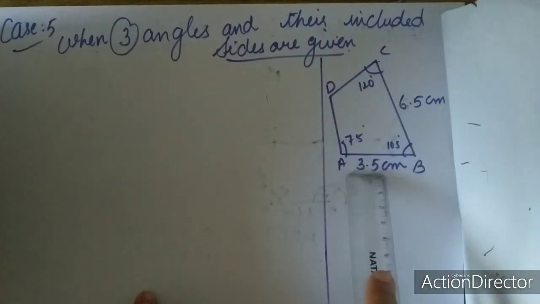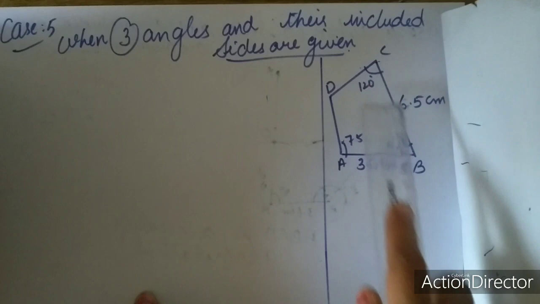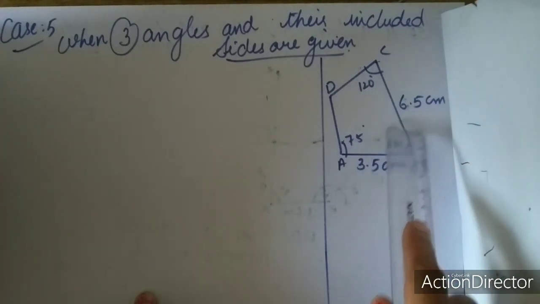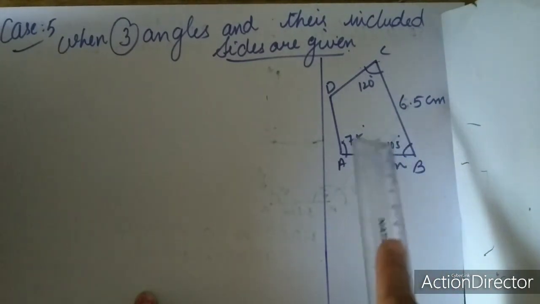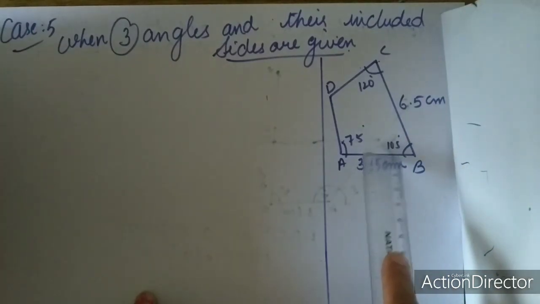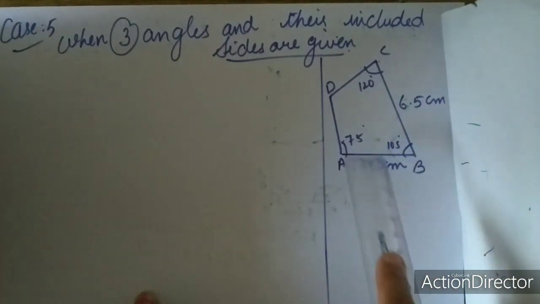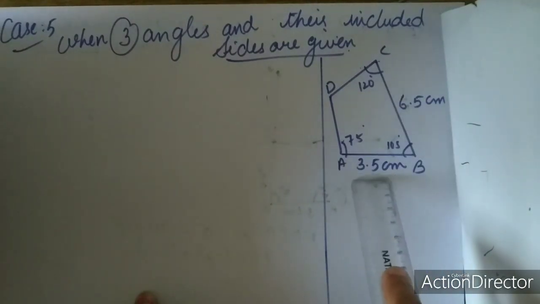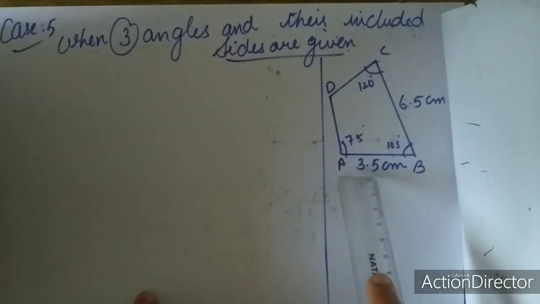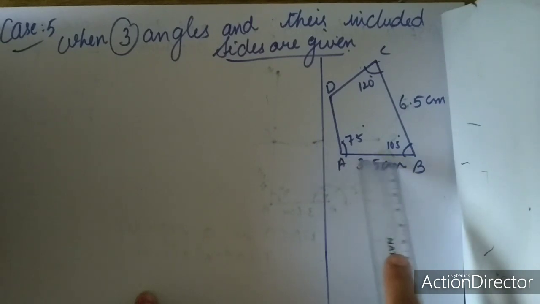So using this given information, that is 5 parts are given, 3 angles and 2 sides are given. Here the included sides are given. Included means the side is lying between 2 angles. Here also the side is lying between 2 angles. So 5 parts are given. Using these 5 parts you have to draw a quadrilateral. So see the rough figure.